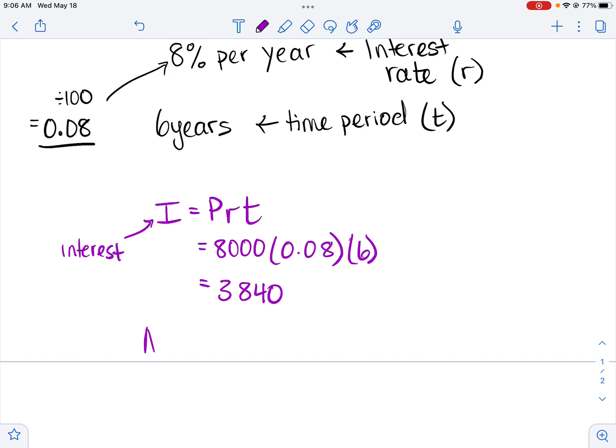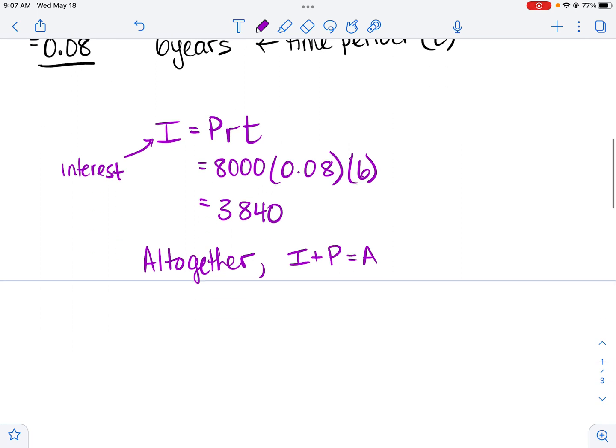So all together, in total, I would have whatever my interest is plus my original investment. That would be the total amount I have. So my interest was $3,840 plus my principal investment was $8,000. So yeah, if you just add that together, you would have $11,840.